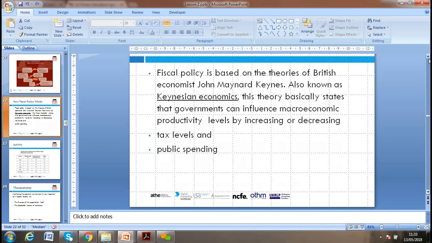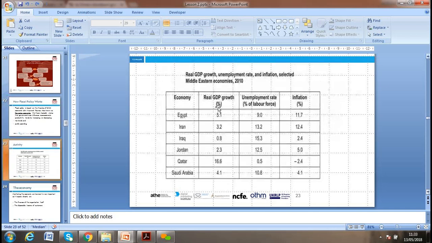Okay, does anybody have any question, guys? If you have any question, drop me an email. Of course, fiscal policy is based on the theories of British economists and also known as Canadian economics. That's all about tax levels and things which go to government spending.